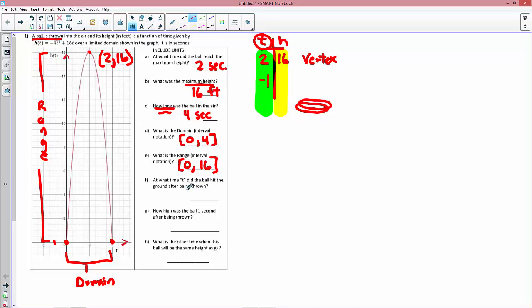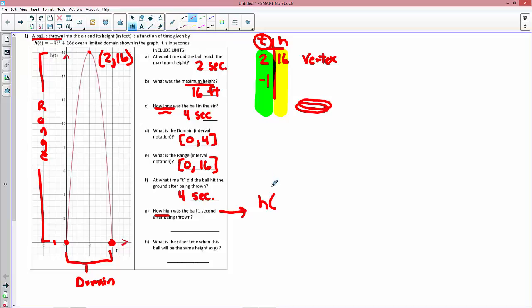At what time t did the ball hit the ground after being thrown? Well, right about here, right at the end of the parabola, 4 seconds. How high was the ball 1 second after being thrown? Okay, what does this mean? How high means what? What letter are you looking for? H, that's right, H. I'm looking for H, okay? And I want to know h when t is 1.